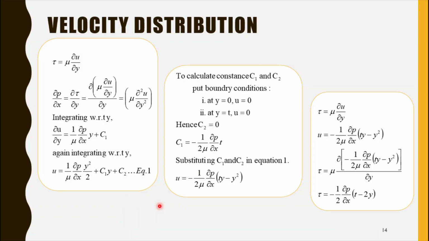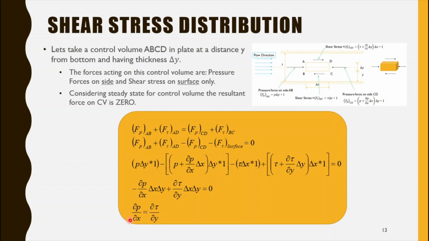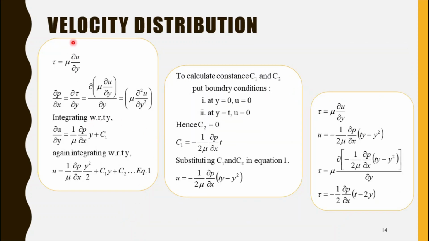Let's calculate the velocity distribution. We have already seen in our previous lecture that shear stress is equal to mu du by dy. Here we put this value of mu du by dy in the equation, and we get dp by dx is equal to mu del square u by del y square. If we integrate this two times, we will get our velocity u. Now this velocity will be a local velocity.